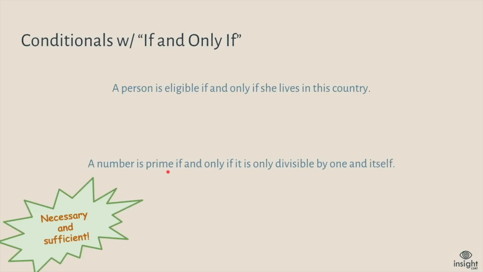Again, a number is prime if and only if it is only divisible by 1 and itself. This rule about divisibility is enough to define a number as prime, and it's necessary. It's the only way a number can be prime. Necessary and sufficient.